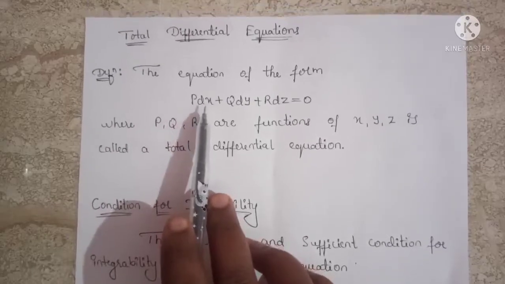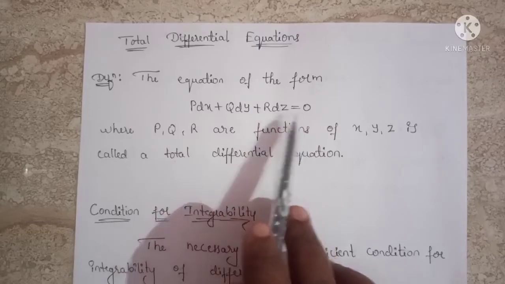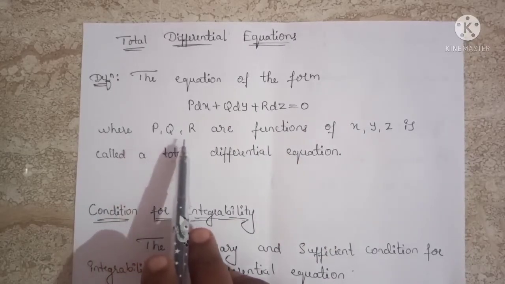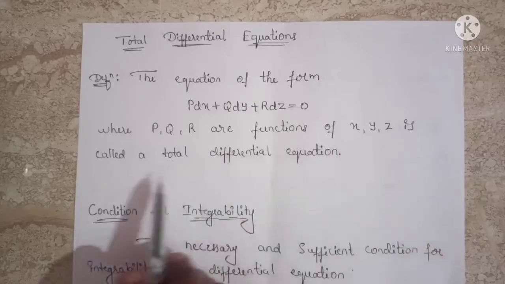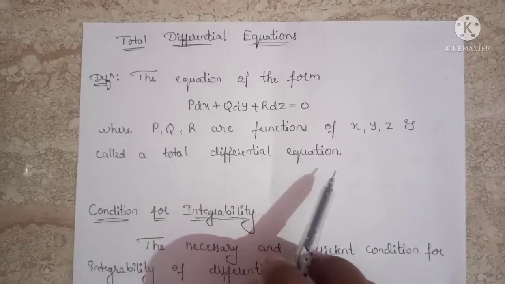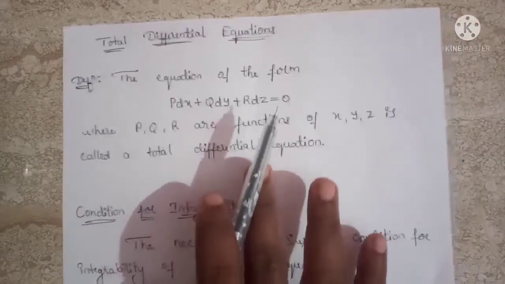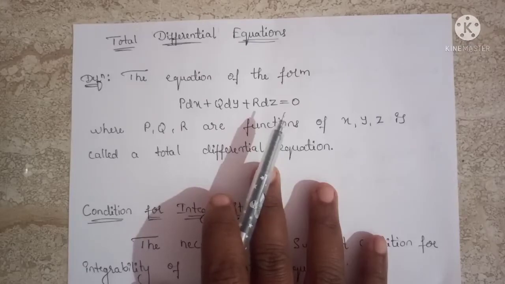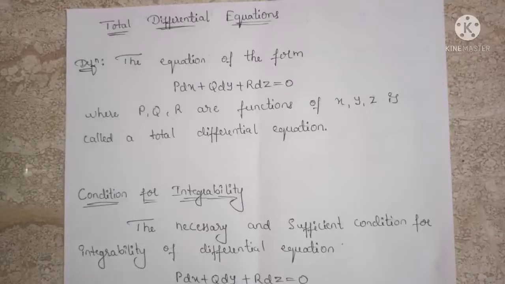Definition: the equation of the form p dx plus q dy plus r dz equals 0, where p, q and r are functions of x, y and z, is called a total differential equation. So any equation of this form is called a total differential equation. Before going to solve this equation, we have to check whether this equation is integrable or not.